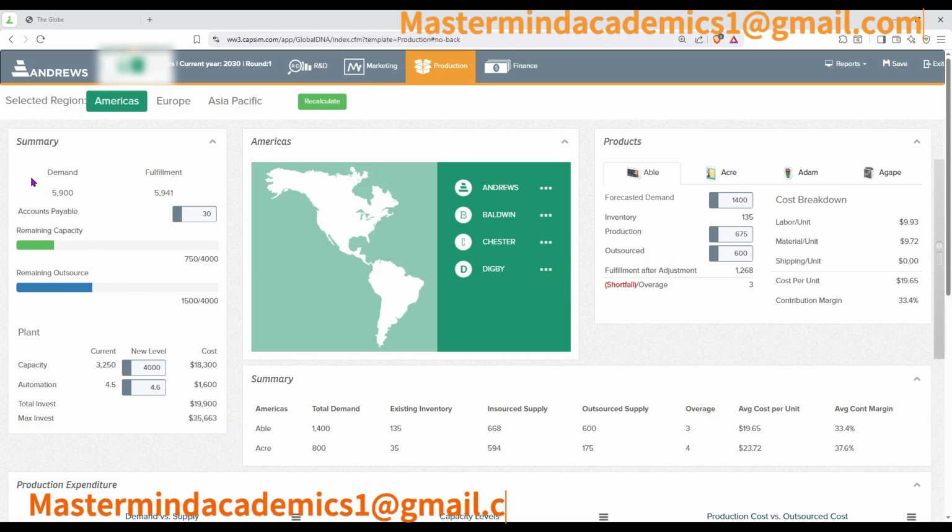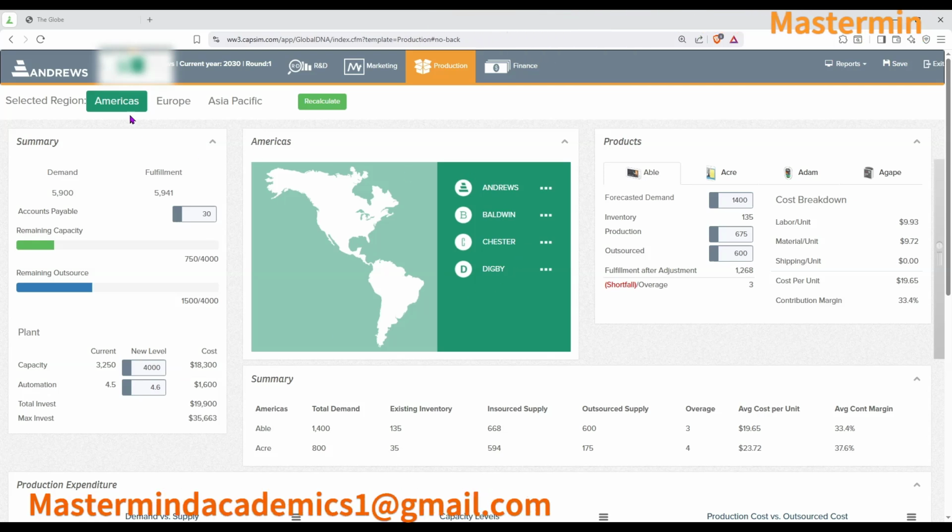production, I tried to invest in capacity and automation. So for the plant, this is just a wall. So I bought a capacity of around 750. So our new level is actually at 4,000, and it cost me 18,300. And automation, I increased it to 4.6. It cost me 1,600. The reason why I'm buying more capacity is increasing our ability to produce more products, and the reason why I'm buying more automation is for us to lower the labor cost and the material cost so that we can maximize on profits.